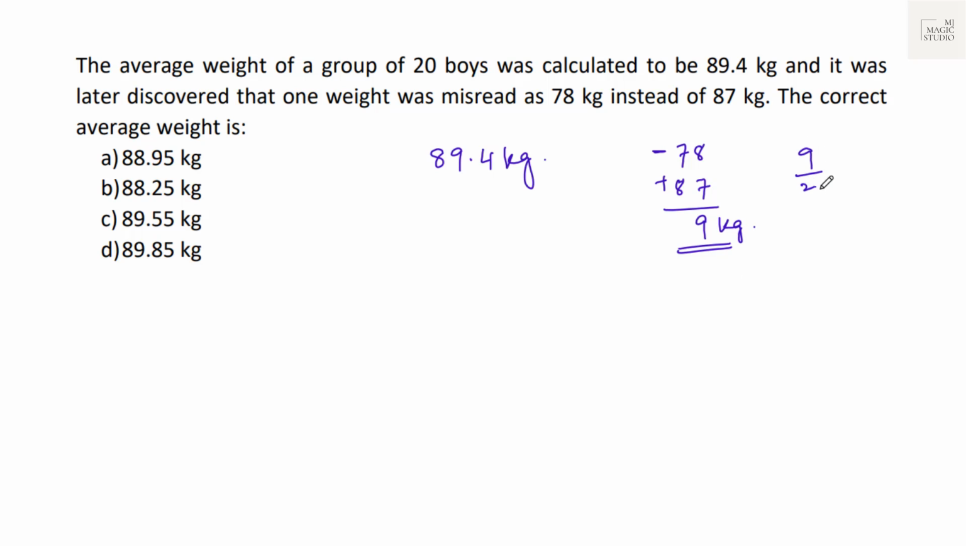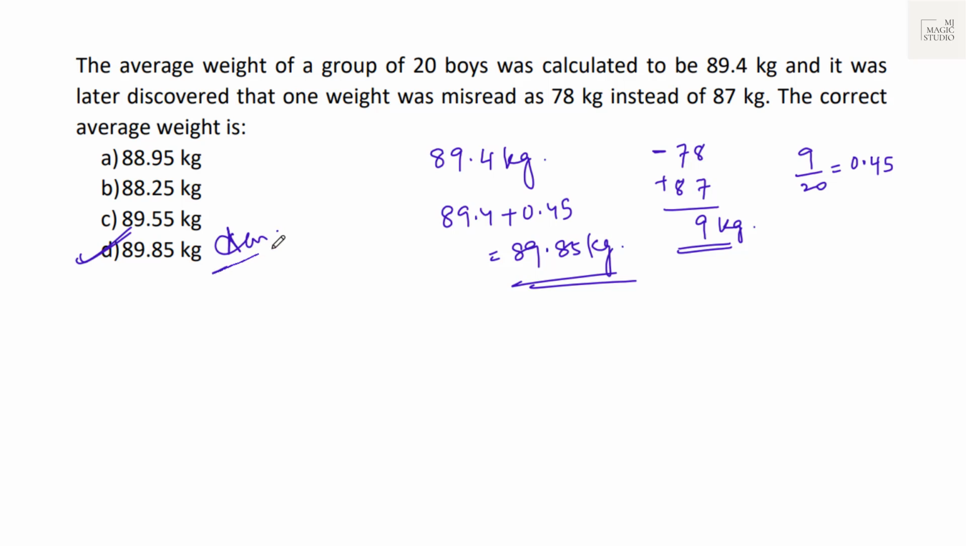So 9 by 20 is 0.45. So the new average would be 89.4 plus 0.45, that is 89.85 kg. Yes, bingo. That is what we have in option D.